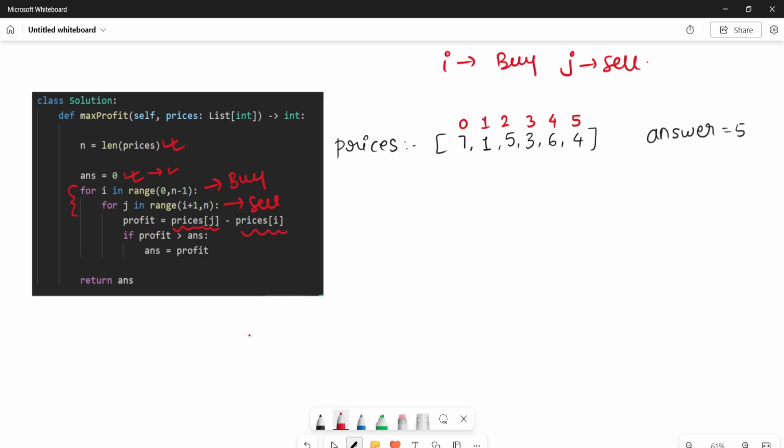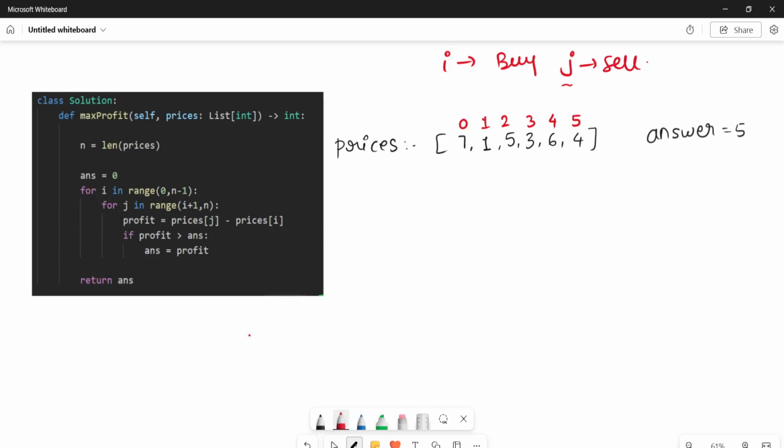As I said, j is sell, so we are finding the difference in prices: prices of sell minus prices of buy. And here the check is there. If the profit that we are generating is greater than our answer, then we are updating our answer variable, right? So let's see this with the help of the given example. Then we will run this code on a console.